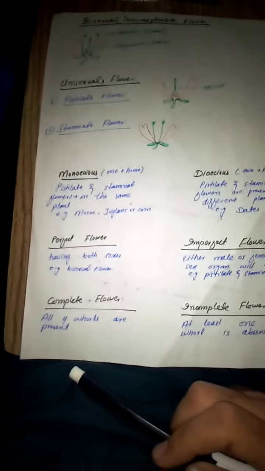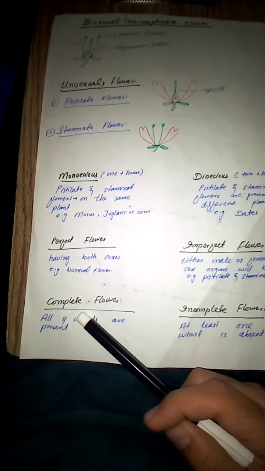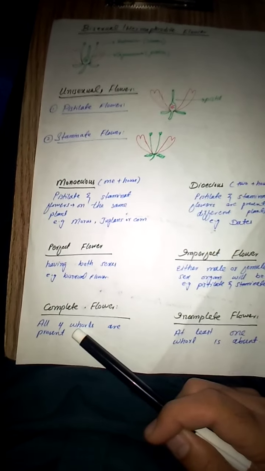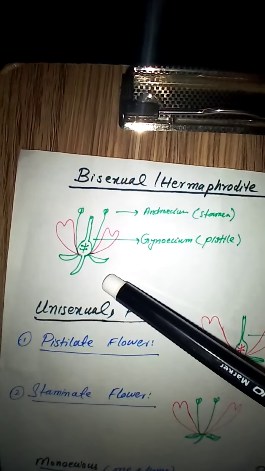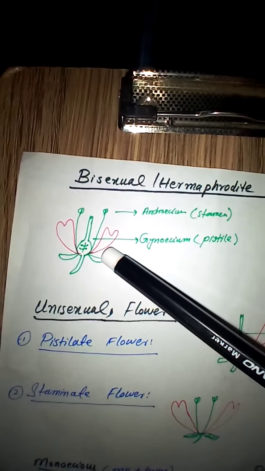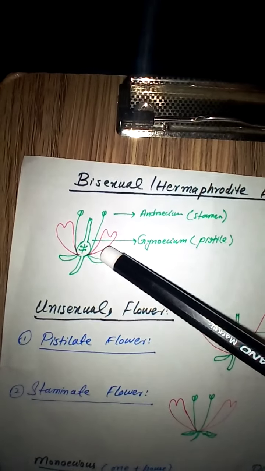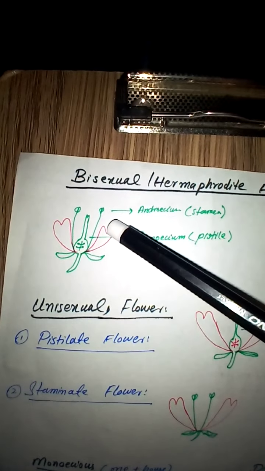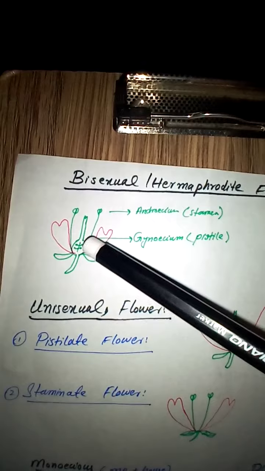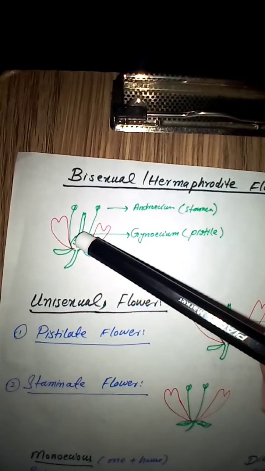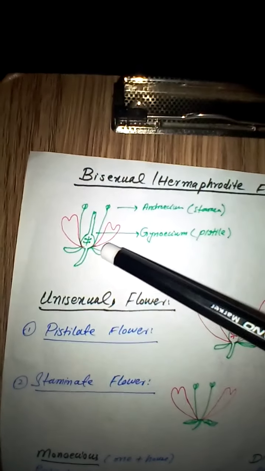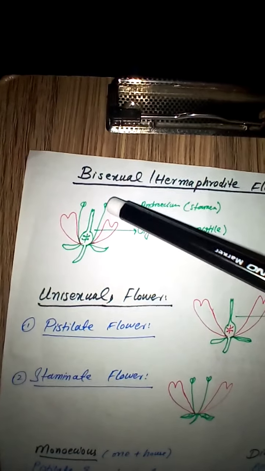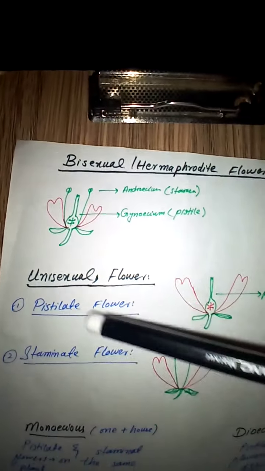The other term is complete flower. A flower in which four whorls are present is known as a complete flower. Look into this structure. This is a complete flower. These are sepals or calyx. These are petals or corolla. These are stamens or androecium. These are pistil or gynoecium. Four whorls are present. They are known as a complete flower. This is a complete flower.